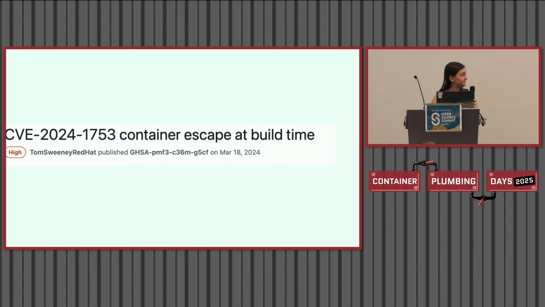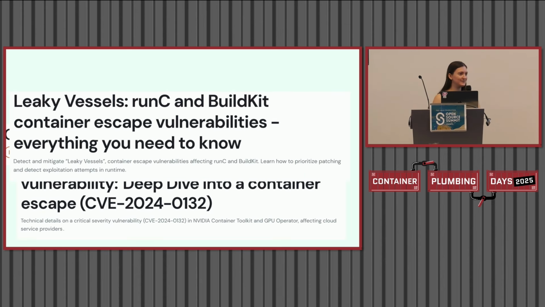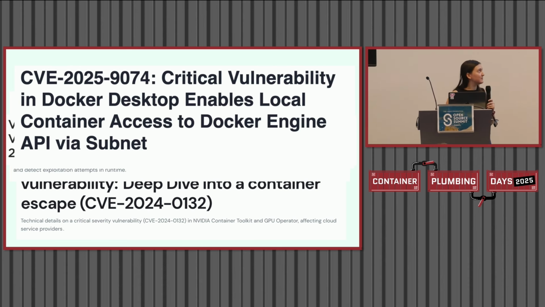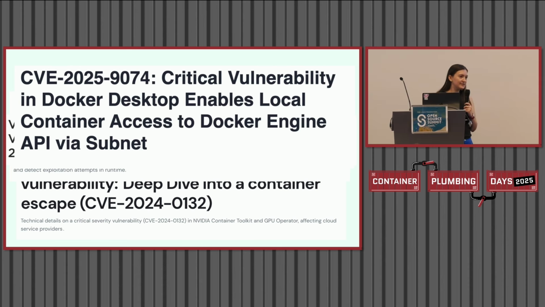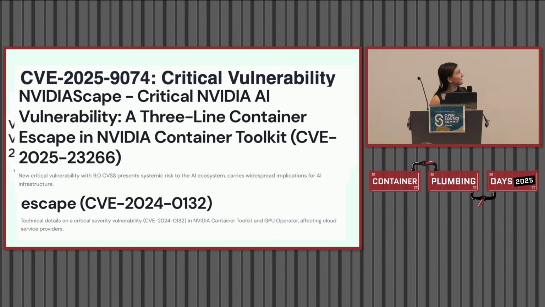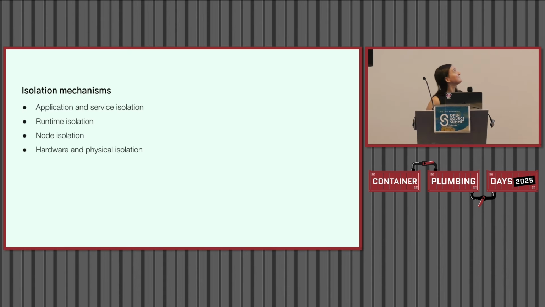Why is this important? I won't go into detail about these, but there have been problems, of course, with the lack of container isolation, or CVEs that have happened when this has been broken, which have allowed attackers to break out of containers and gain access to either the host system or other containers running on the system. That's just a bunch of examples of why this is important, why we're talking about this today. So, container isolation.